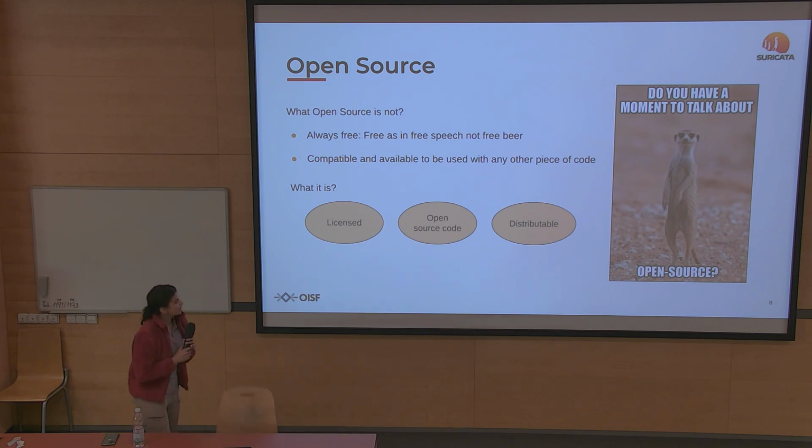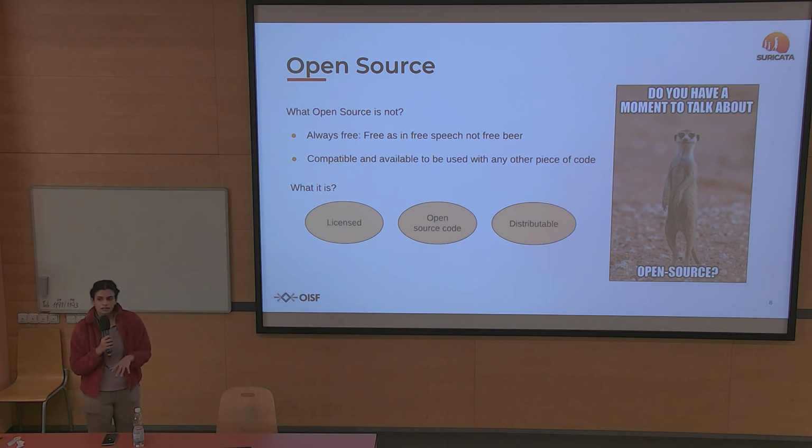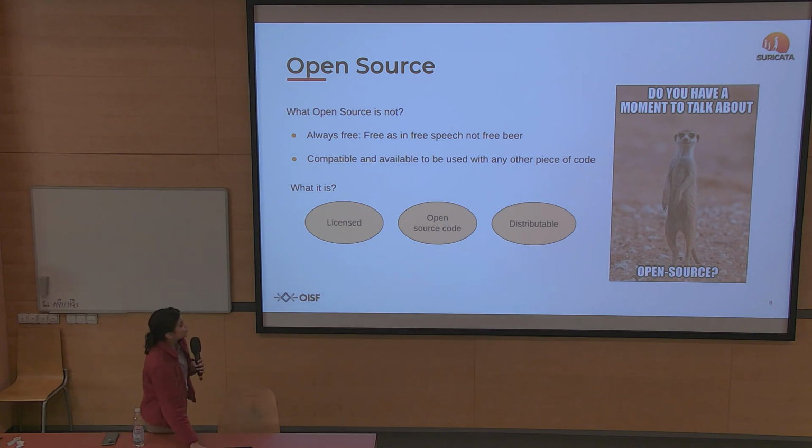Open source and free software are a bit different. Free software is something that is freely available for you to use. But open source differs from it in that it would be licensed. There are many different kinds of licenses available as per your use case. The code will be in the public domain, the code will be open source, and it'll be distributable under the license conditions and terms. Suricata itself comes with a GPL2 license.